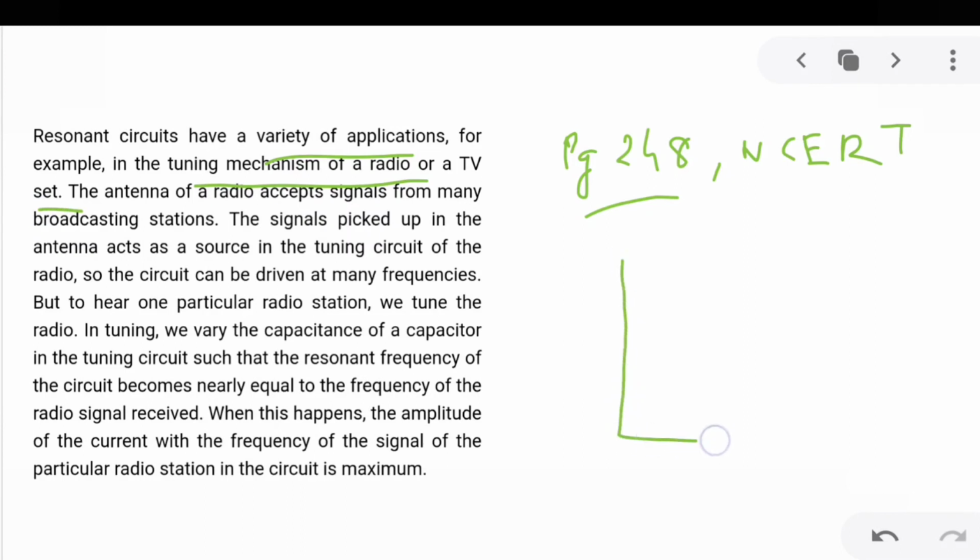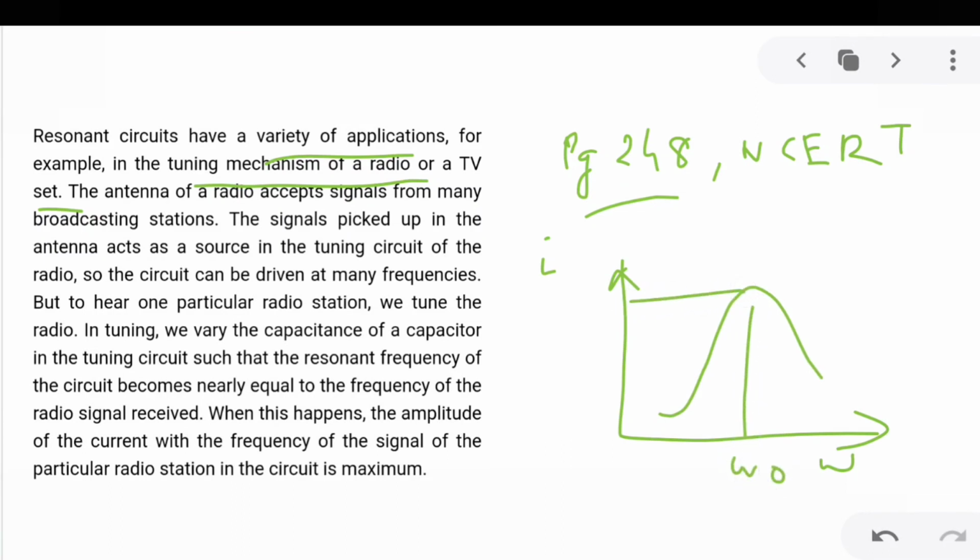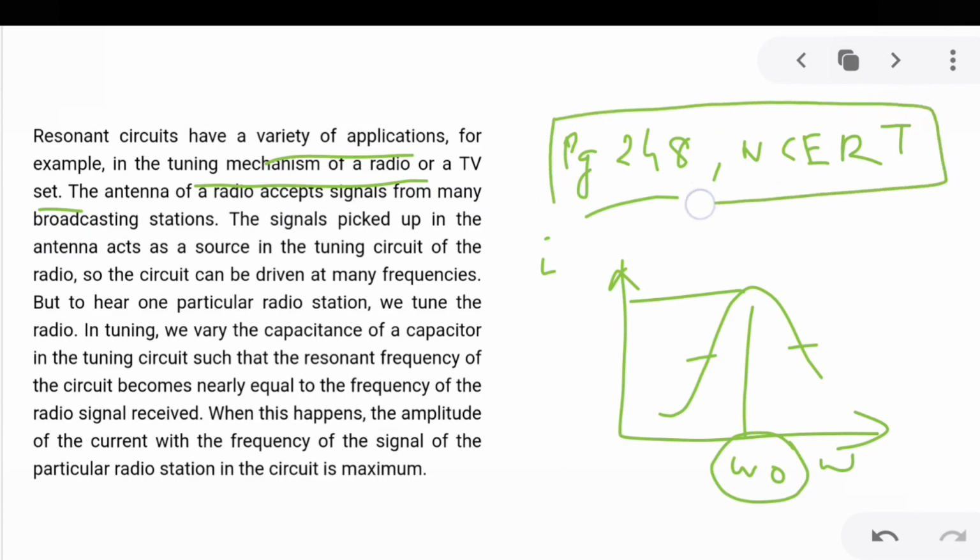We have seen in the current angular frequency graph that at resonant frequency, the current becomes maximum. So the current whose frequency is equal to the resonant frequency of the circuit will be allowed to pass through the circuit, and other currents will not be allowed. This is how we can tune our TV or radio to receive particular signals. This is the application of resonant circuits, explained on page number 248 of your NCERT textbook.